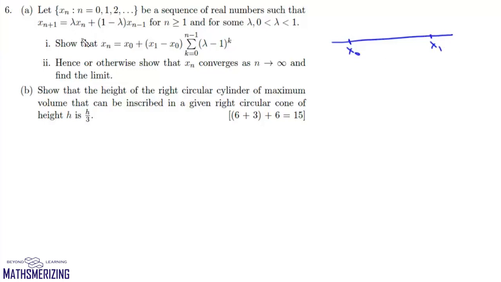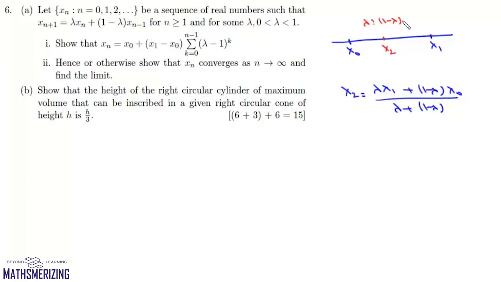Now, we use this formula, then we can write x2 will be (lambda x1 plus 1 minus lambda x0) upon (lambda plus 1 minus lambda). That means x2 divides x1 and x0 in the ratio lambda is to 1 minus lambda. So this x2 will divide x0 and x1 in the ratio lambda is to 1 minus lambda.